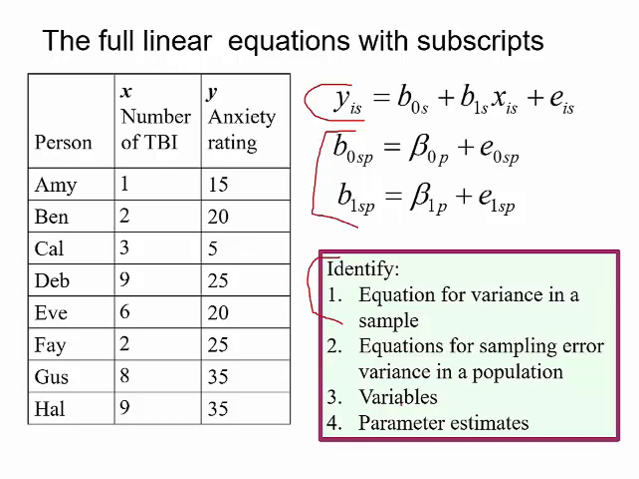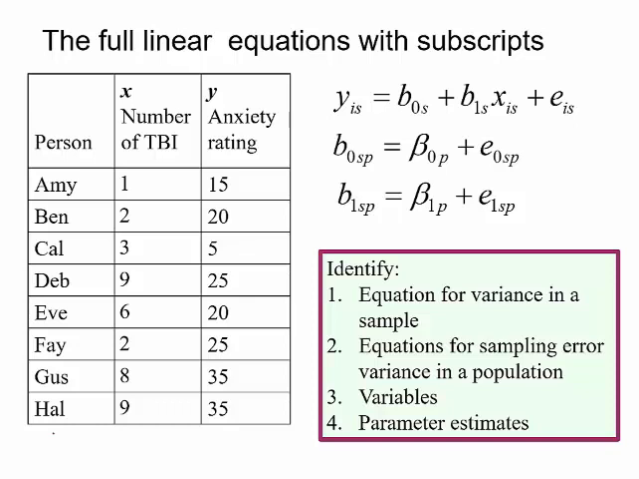Identify which of the equations above is an equation for variance in a sample. What are equations for sampling error variance in a population? And for the equation that's for variance in a sample, within that equation will include variables and parameter estimates, and what are the variables and what are the parameter estimates? See if you can answer all those questions before I tell you the answers, because we're going to follow the same pattern we've followed in previous units. It'll be the exact same process. And if you apply the reasoning from previous units here, you should get the same answers.